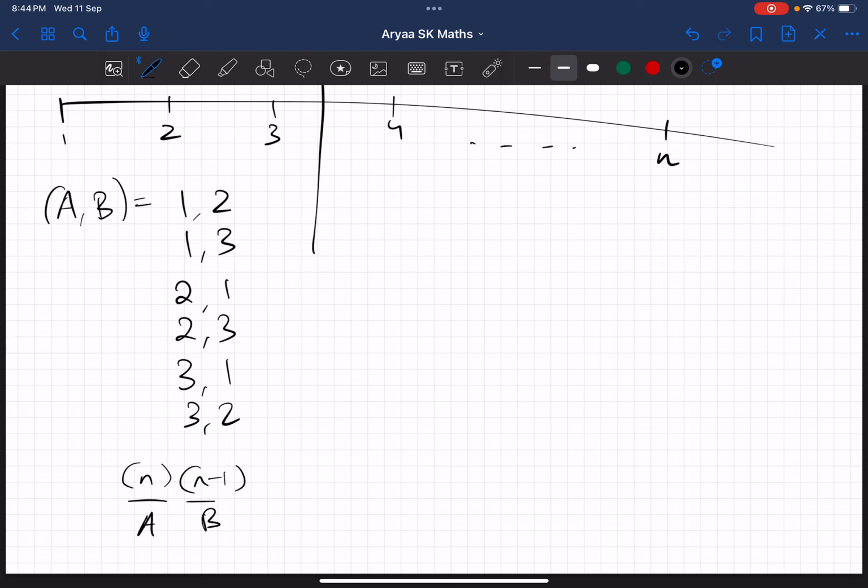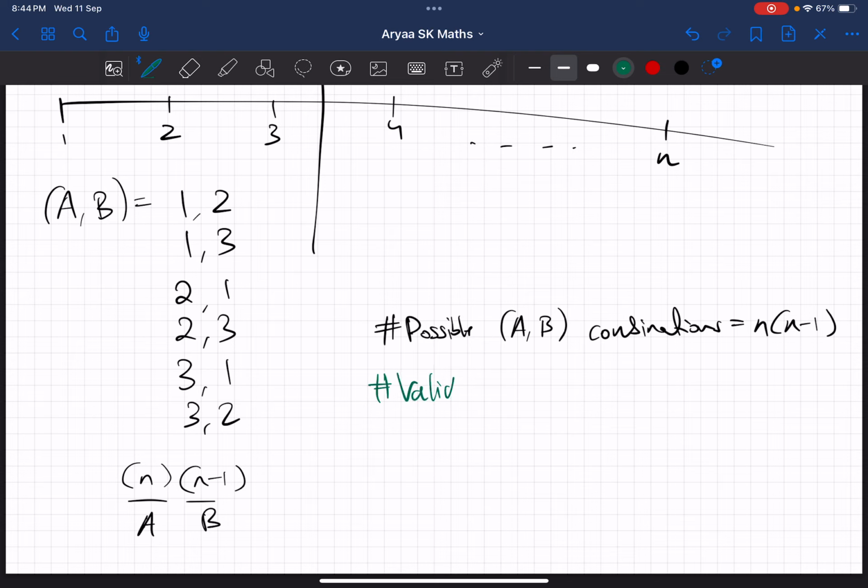So this makes more sense now. The number of possible AB combinations is given by n times n minus 1. Okay, now what we want to find is the number of valid combinations. I guess we could call them solutions.